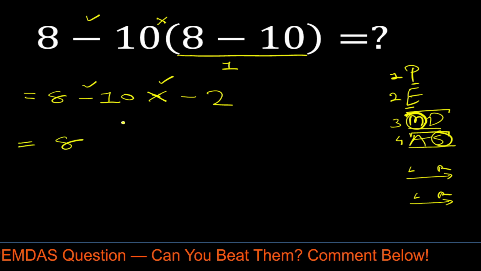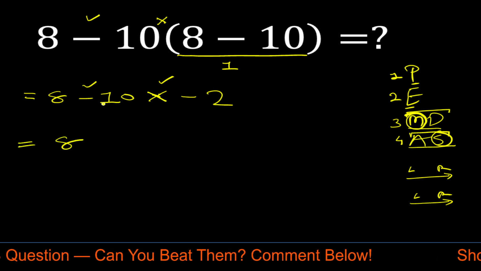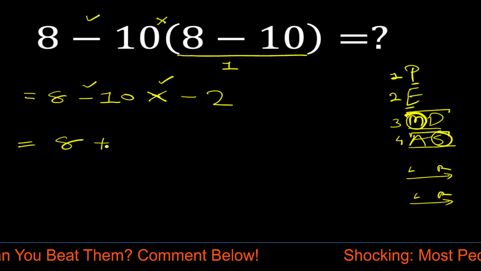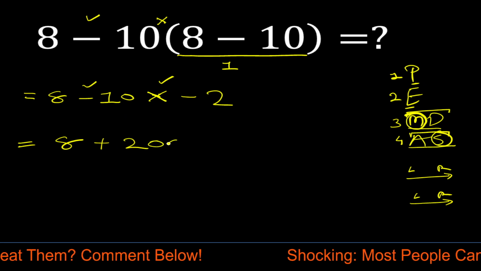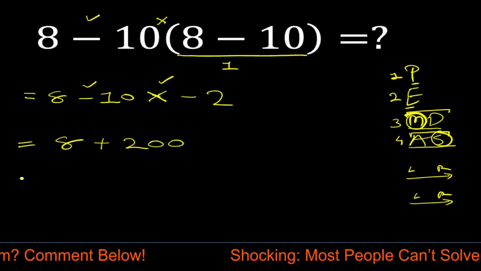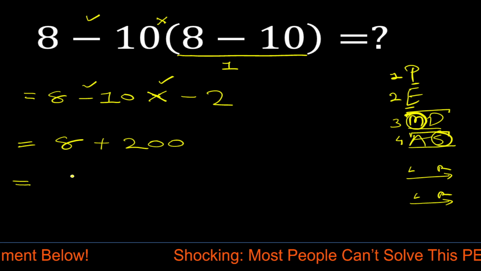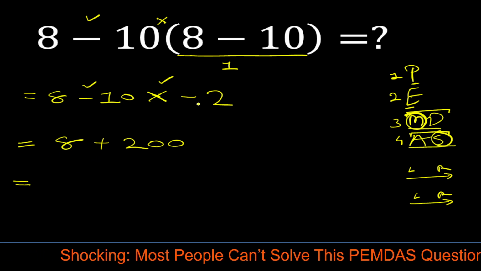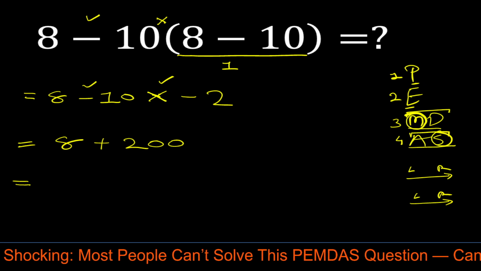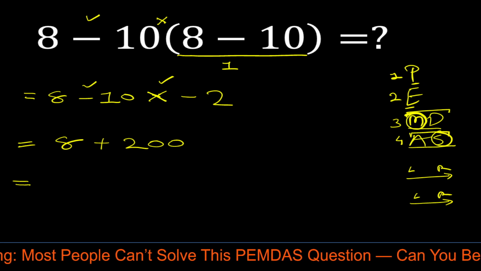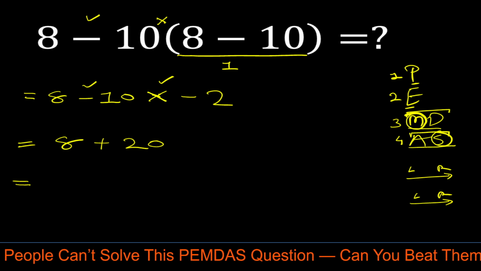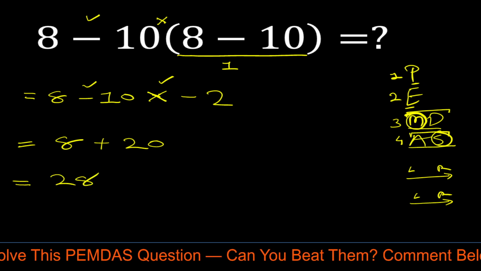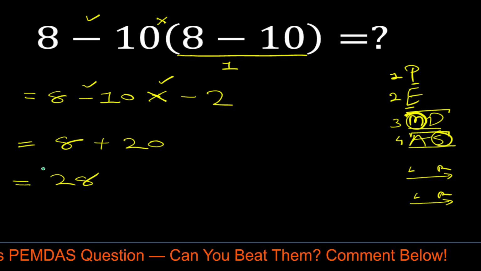So 8, now minus 2 times minus 10 is equal to plus 20, right? So 8 plus 20 is equal to 28. So the correct answer is 28, right?